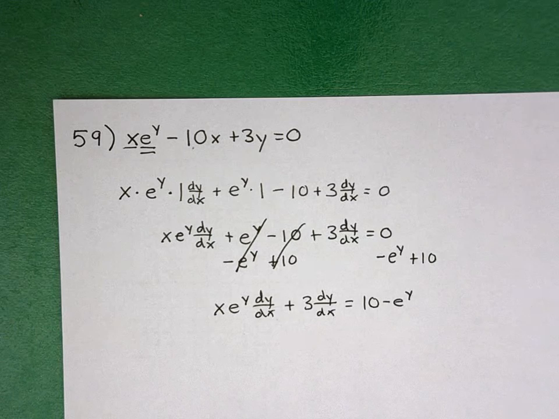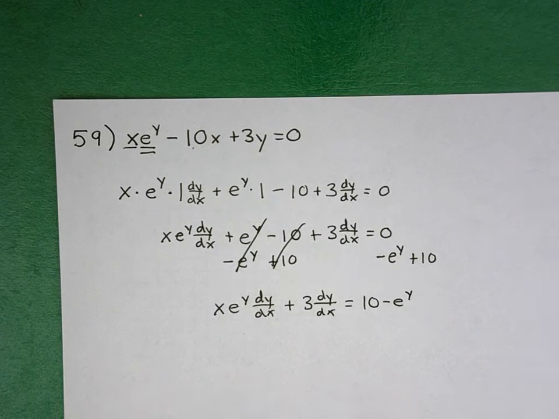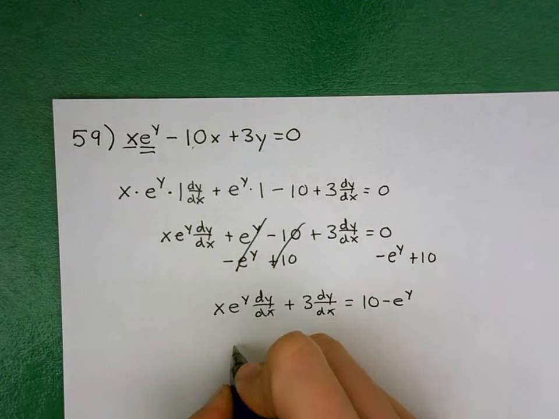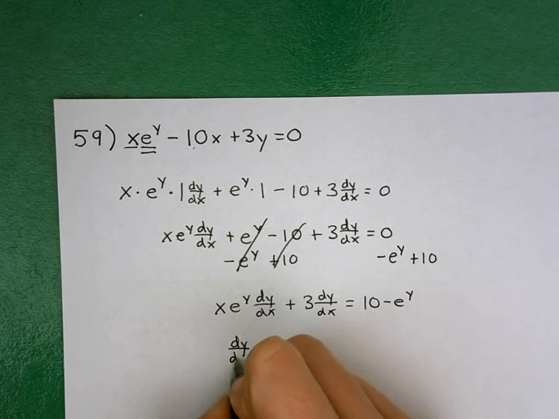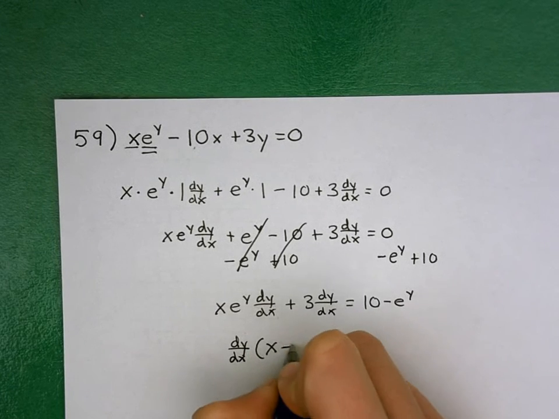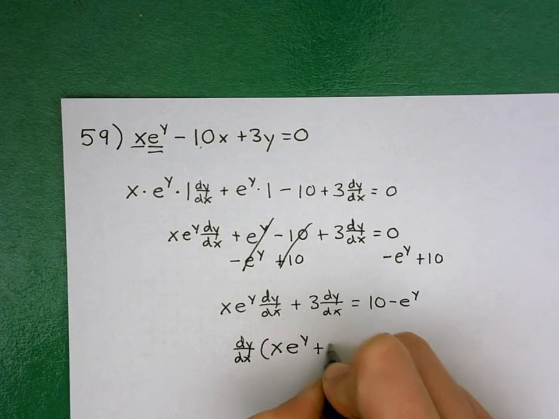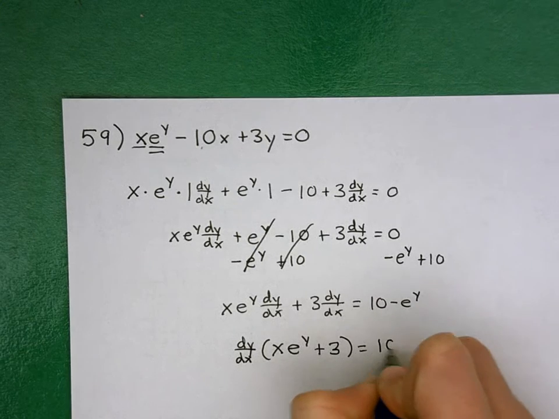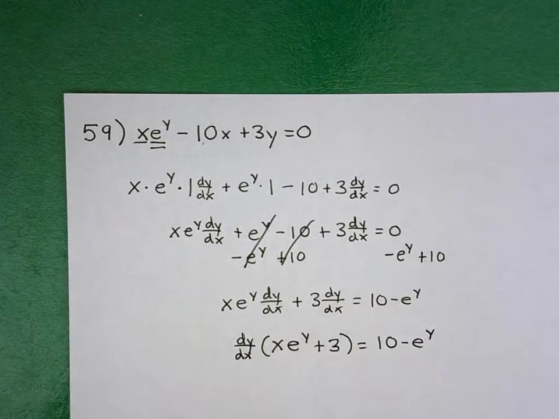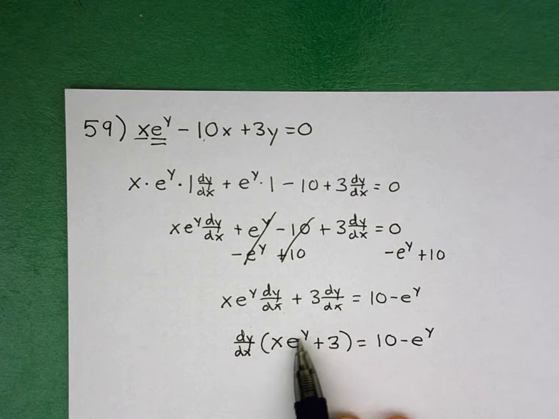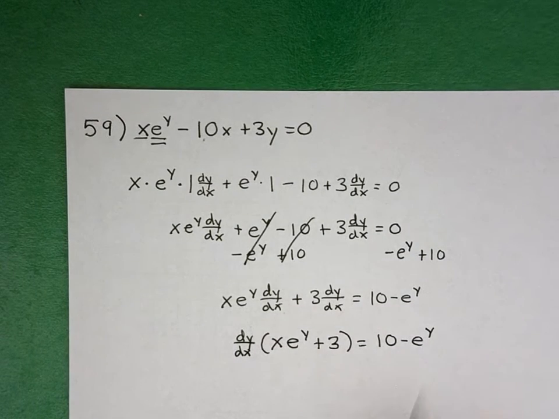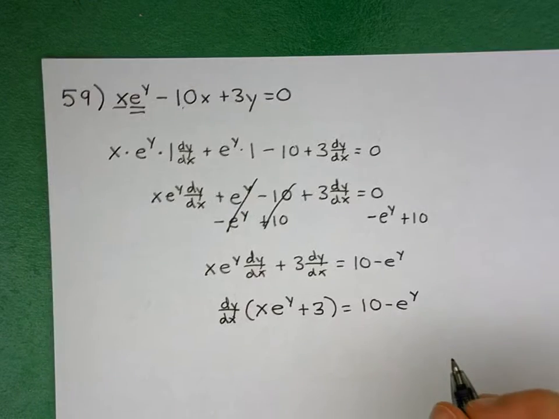Step 3, you're going to factor out a dy dx if there is more than 1, which we do have 2 in this particular case, so we're going to go ahead and factor out that dy dx. Because what that is going to allow us to do is to divide over the remaining terms that are not dy dx terms. In this case, this is the x e to the y plus 3. We're going to be able to divide that over to the other side here.